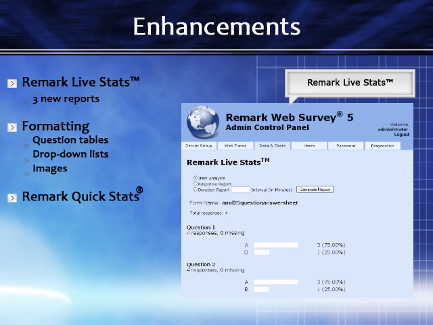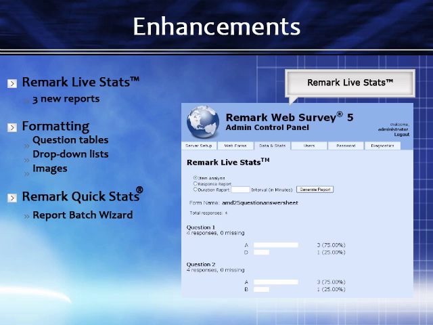Remark Quick Stats has been updated to include the ability to print, export, and generate multiple reports in the form of a report batch wizard. Reports can be exported to a single combined file or individually to separate files. Report batches can be saved and reloaded.